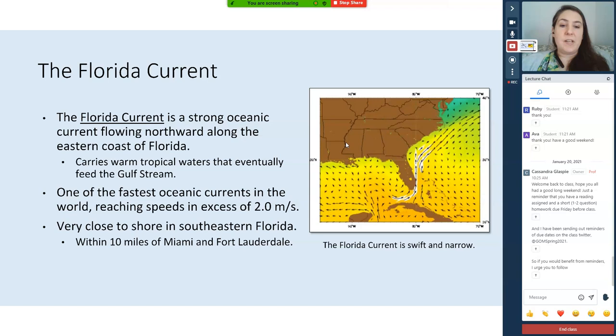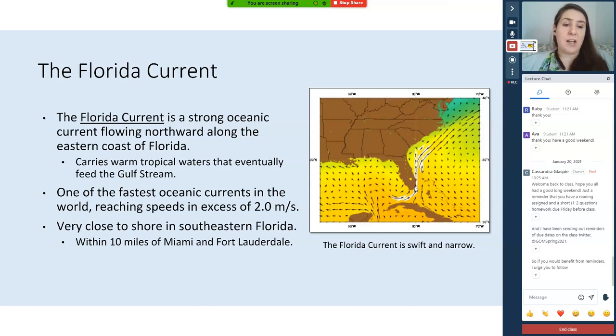The Florida Current is what links the Loop Current to the Gulf Stream. The Florida Current is the current that moves through the Florida Straits, right here across the tip of Florida. It carries warm tropical waters that eventually feed the Gulf Stream. The Florida Current is extra special because it's so fast.